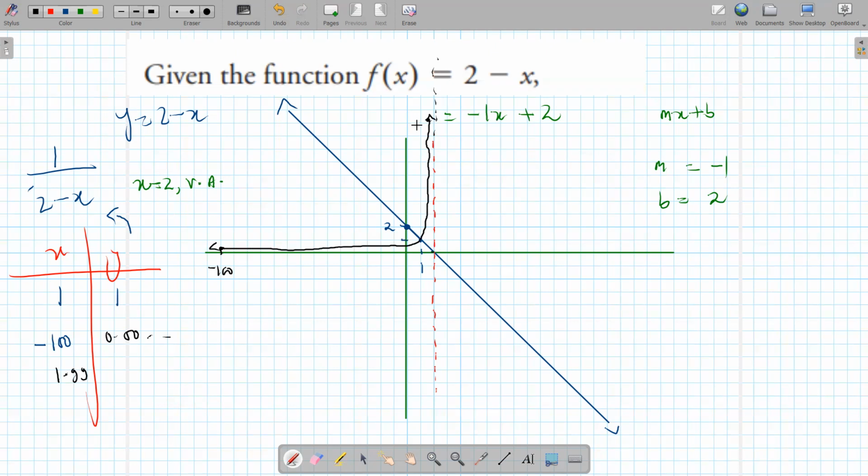Now, all these reciprocal functions, they're all symmetrical per se. What do I mean by that? They kind of behave like odd functions.